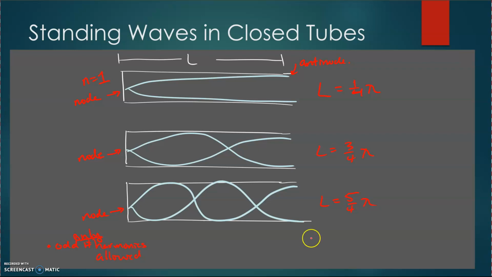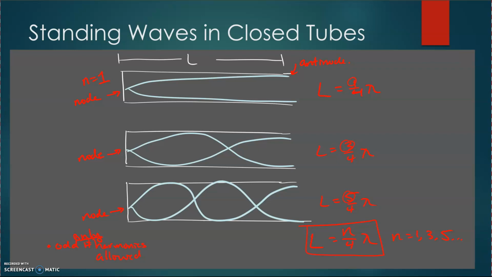And then we get the equation, you can kind of see it here, it goes 1, 3, 5. So the length is n divided by 4 times the wavelength, where n can be an odd number: 1, 3, 5, and so on and so forth. So that's the equation for a closed tube, a tube closed on one end and open on the other.